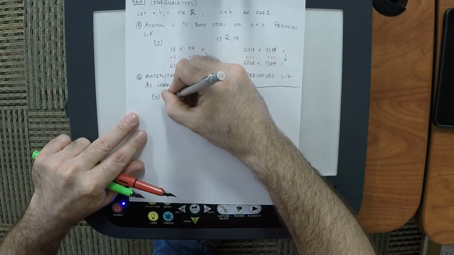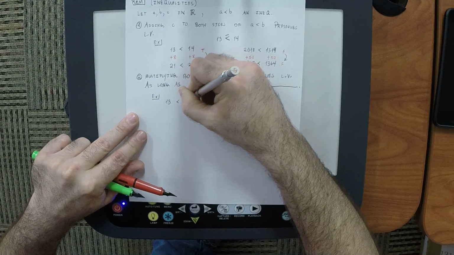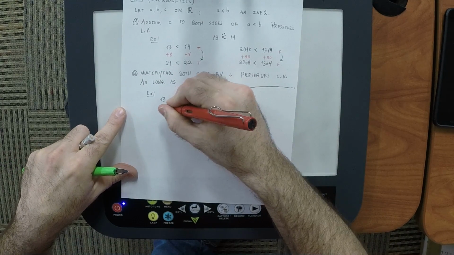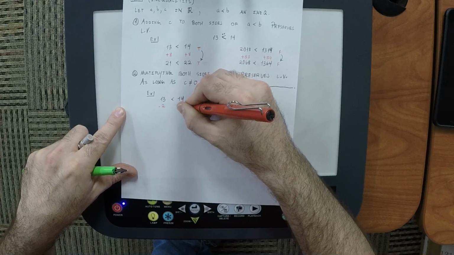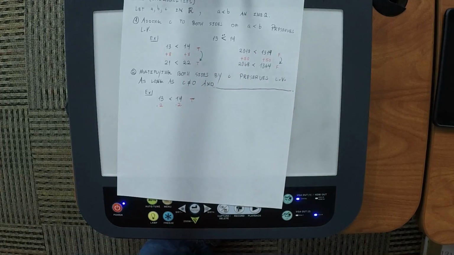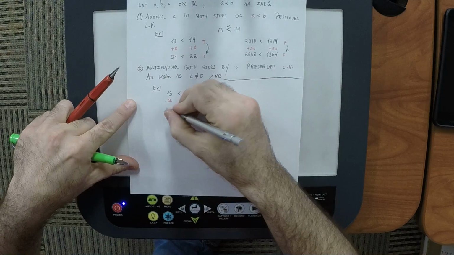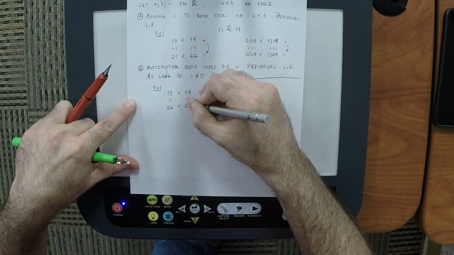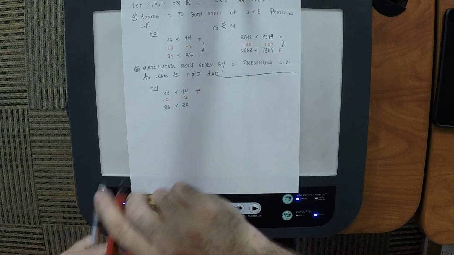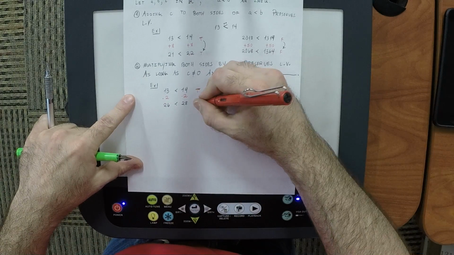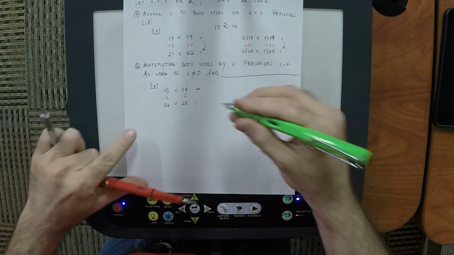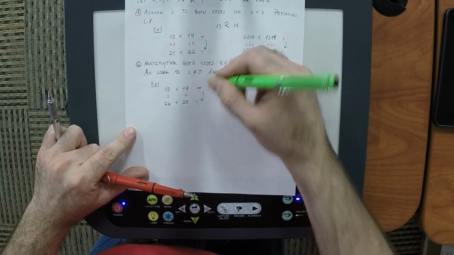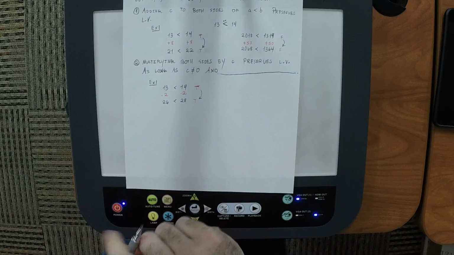So how about 13 less than 14? Well, that's an inequality whose logical value is true. Suppose we multiply both sides by 2. The new left-hand side is 26. The new right-hand side is 28. And do you observe that that's still true? I expect there to be no surprise with that.